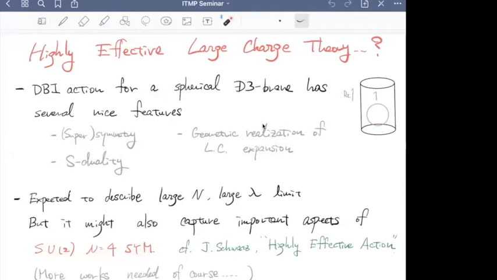But I should mention that something similar was discussed in the past by John Schwarz in the context of the Coulomb branch effective action. He basically conjectured that the DBI action of the flat D3 brane can capture some important aspects, or maybe everything, about the low energy effective action of SU(2) N=4 super Yang-Mills. What I'm saying is kind of a large charge version of that. But of course, more work is needed. Okay, any questions so far?